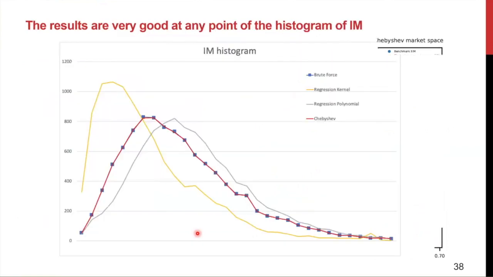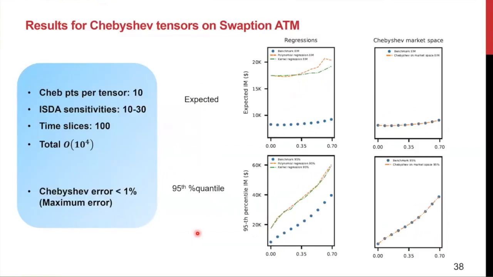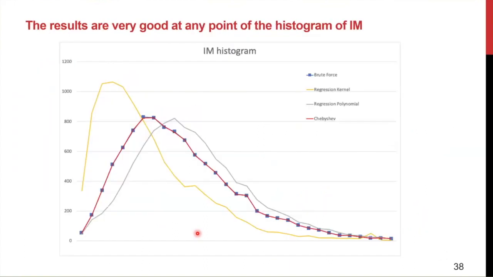Now, what I showed you before, these plots here, these are the profiles of initial margin, right? So they don't tell you exactly how the whole distribution of initial margins looks like on a time slice. So this is what we did in order to show it for one particular time slice. Here in brute force, these blue dots are the benchmark. You can see the histogram of the whole distribution of initial margins. The Chebyshev approach gave the same kind of distribution for that time slice.